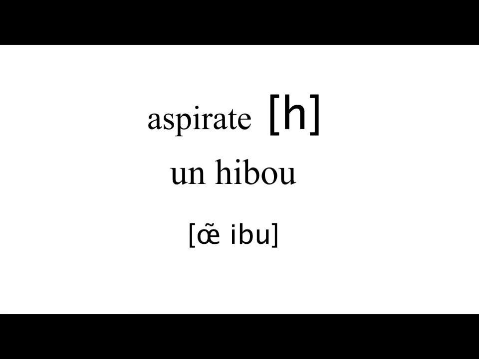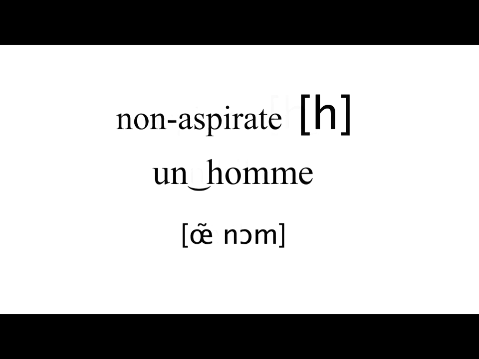The French do make a distinction between an aspirated and truly mute H at the start of a word, but there is no characteristic aspiration on the sound. The effect is purely to block a possible liaison. So with un hibou, with an aspirate H, there is no liaison allowed, and the N of un is not sounded, whereas with un homme, with a non-aspirate H, there is a liaison.